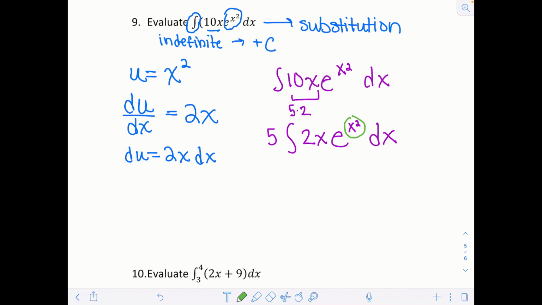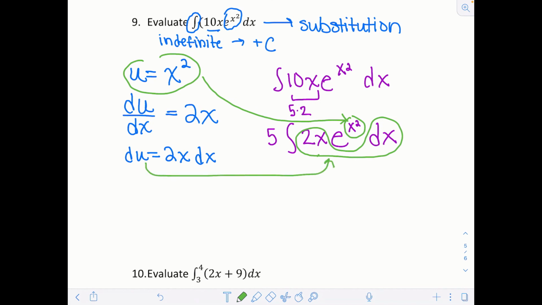So the x squared, I'm going to replace that with a u. But then I also have this 2x dx here that I am going to replace with du. So rewriting the problem, that's 5 times the integral of e to the u du. And now this is something we can take the integral of, because we don't need anything like a product rule anymore. The integral of e to the u is just e to the u, so I'm going to write that as 5 e to the u, and it's indefinite, so I'm going to put plus c.